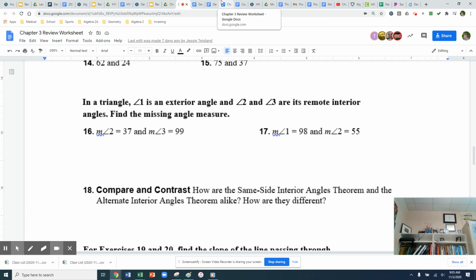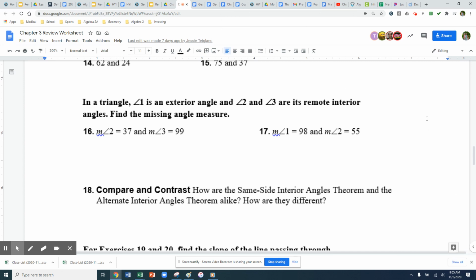So on the quiz, the triangle exterior angles were the questions that consistently saw some mistakes being made. So we'll look at number 16 and 17. Looking at when a triangle has an exterior angle and how that relates to its remote interior angles. Before we get started, let's just draw a picture of what's happening.